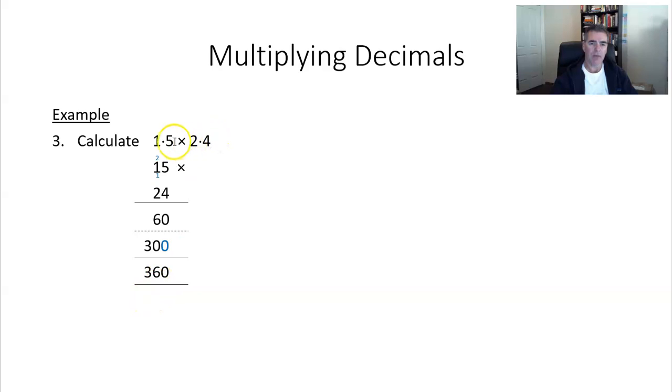But remember, I've got 2 numbers after the decimal point. So the answer should have 2 digits after the decimal point. So we can go 1, 2. So the decimal point needs to be placed in between here, and we get 3.60. So 1.5 times 2.4 is 3.60. But do I really need that 0 on the end? No. The 0 is not necessary unless we were talking about money or we were talking about rounding something off to 2 decimal places. So the answer to 1.5 times 2.4 just gives us 3.6.